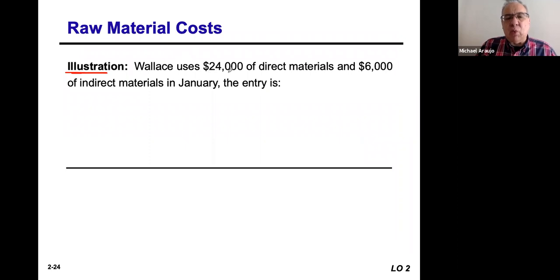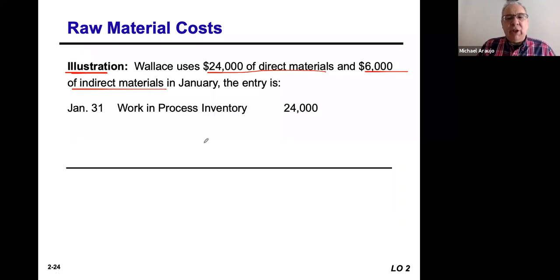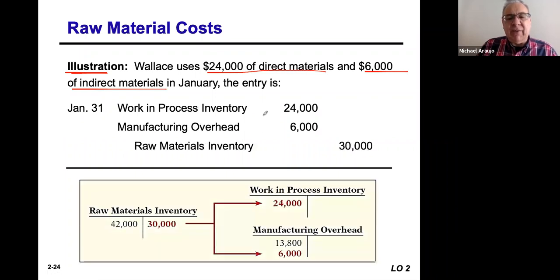Wallace Company uses $24,000 of direct material and $6,000 of indirect material. So what is going to be the entry? Well, in total, work in process inventory is going to get $24,000 because of the direct materials. Manufacturing overhead is going to be debited $6,000 for the indirect materials. But all of this is raw material, and so the $30,000 credit will be to the raw materials inventory.